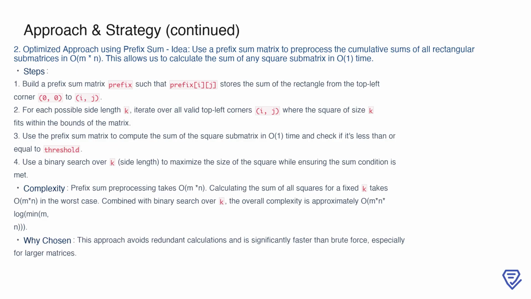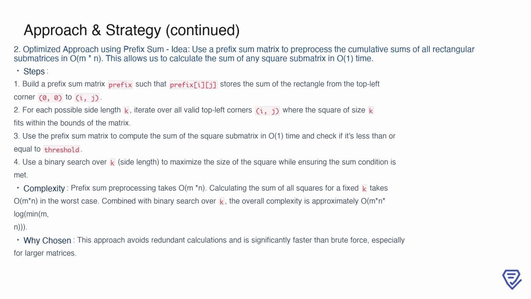First, we build the prefix sum matrix, where each entry represents the sum of the submatrix from the top left corner to the current position. Then, for each possible side length k, we iterate over all valid top left corners where a square of size k fits within the matrix.